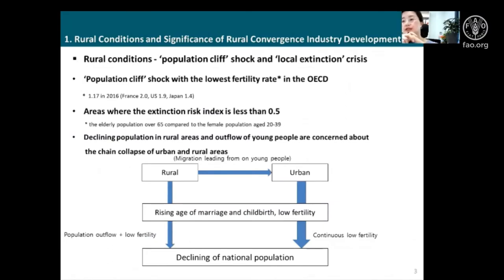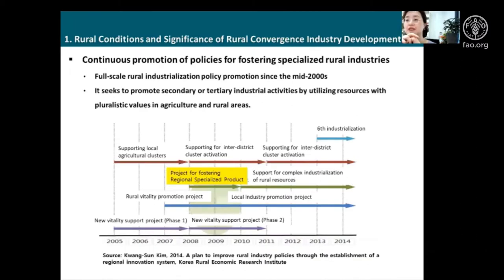Before explaining the Korean case in earnest, I would like to increase my understanding of the rural areas of Korea. The Korean government has tried a variety of policies to keep pace with demographic and social changes. In particular, policies directly related to the topic of today's webinar, OVOP, are being promoted.